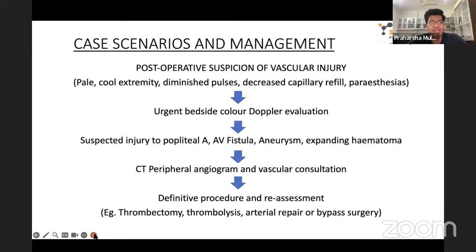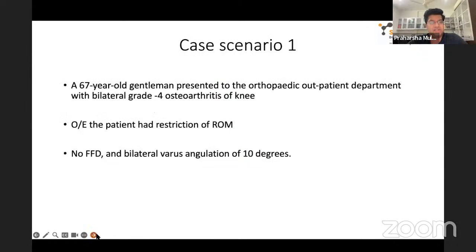So other case scenarios where you can suspect a vascular injury, especially in the post-operative period, where there is a pale, cool extremity, diminished pulses, etc., you have to do an urgent bedside color Doppler evaluation. You have to look for any injuries or a thrombus or an expanding hematoma. You do a peripheral angiogram in cases to be very sure, because Doppler is a very operator dependent thing. It is based on the radiologist's experience also. And then you can plan for a thrombectomy or a thrombolysis with or without vascular surgery.